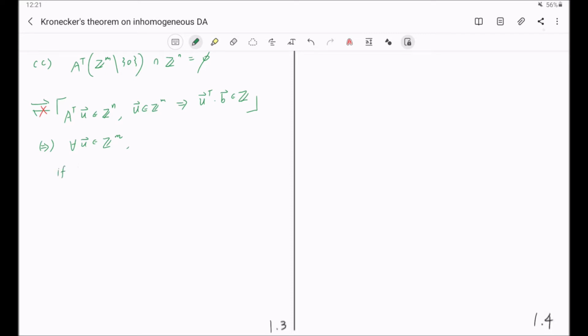If u is 0, then automatically you have ut times b is 0. So this is true. If u is not 0, then by our hypothesis, ATU is not an integer vector in Zn by our hypothesis.